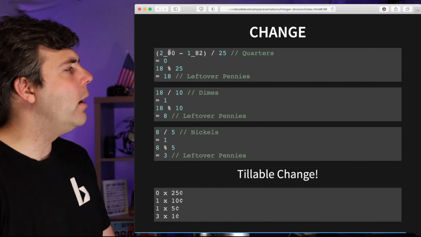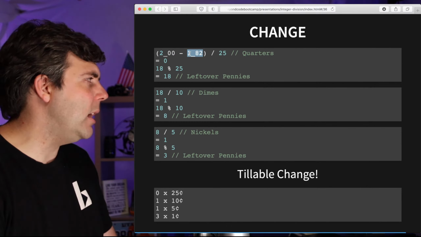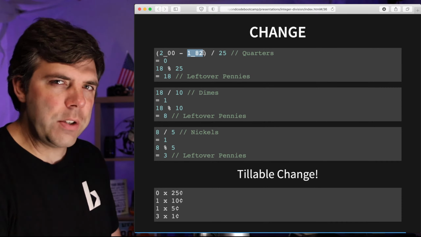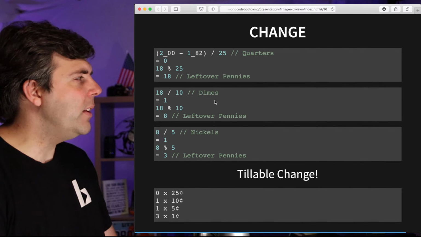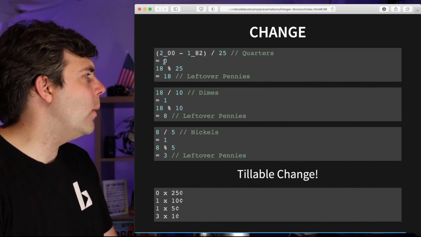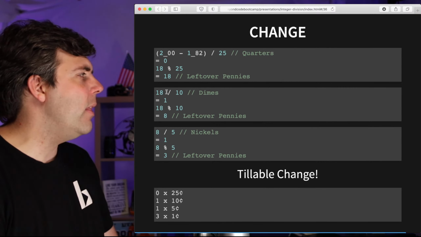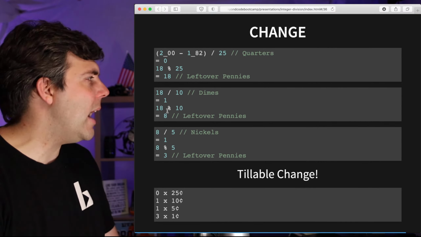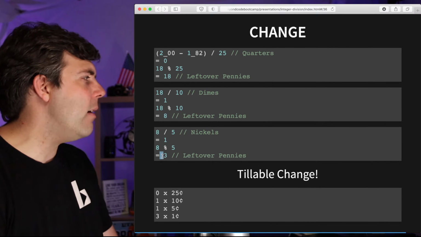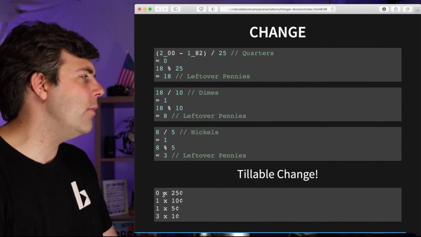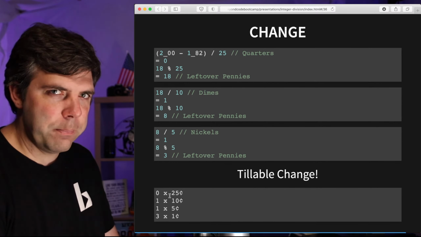So let's say I put in $2 into a vending machine. The items that I'm purchasing cost $1.82. What am I going to get back as change? So I would get back 0 quarters, but I'd have 18 pennies left over. And then that would go into 1 dime, and I'd have 8 pennies left over. And that would go into 1 nickel, and I'd have 3 pennies left over. So I would have 0 quarters, 1 dime, 1 nickel, 3 pennies.